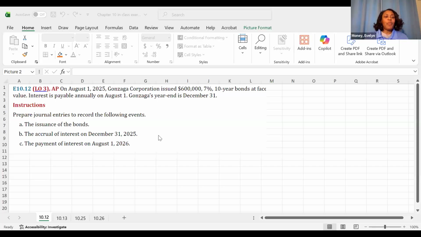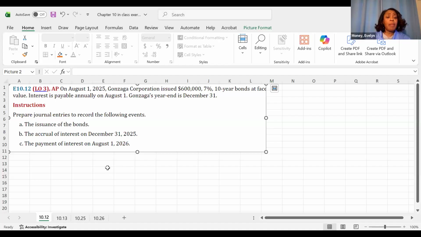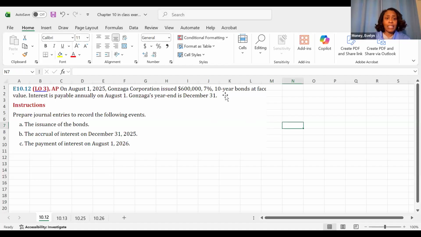Hello and welcome to this video where we're going to do a couple of problems on bonds that are issued at face value. I've made these problems available for you in Canvas in the week 2 module under supplementary information. These problems will help you complete your homework. Let's take a look at these problems. We're only going to do the first two.